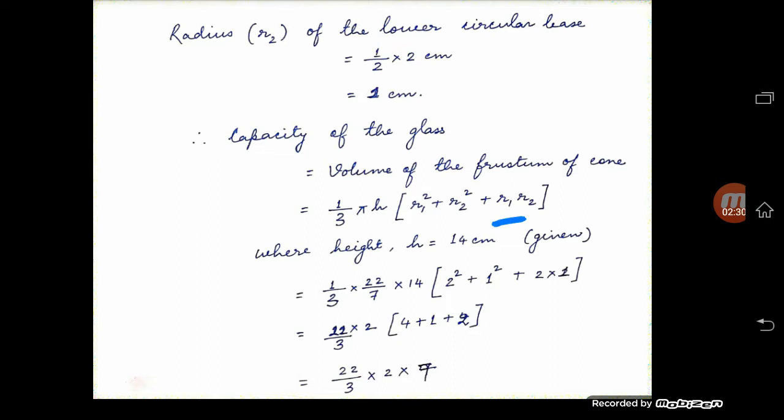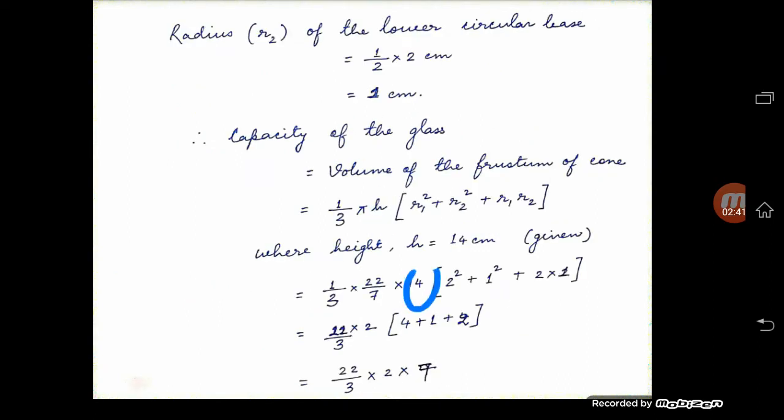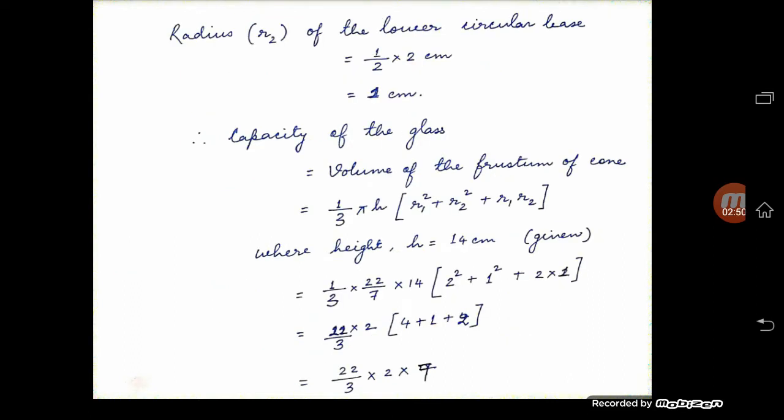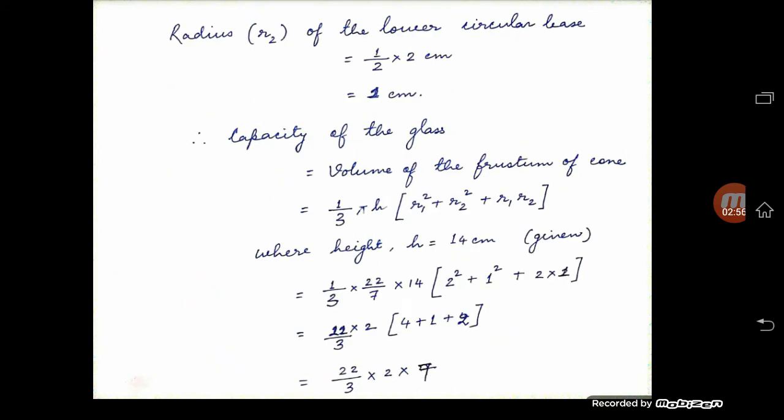Now we put the numbers in the formula. 1/3 will remain as this. Pi will be 22/7. h will be 14, since it is already given that the height of the frustum of a cone is 14 centimeter. r1 is 2, r2 is 1. r1 into r2 will be 2 into 1. So r1 square will be 2 square, r2 square will be 1 square. Now this 7 and 14 will cut. We'll get 2.